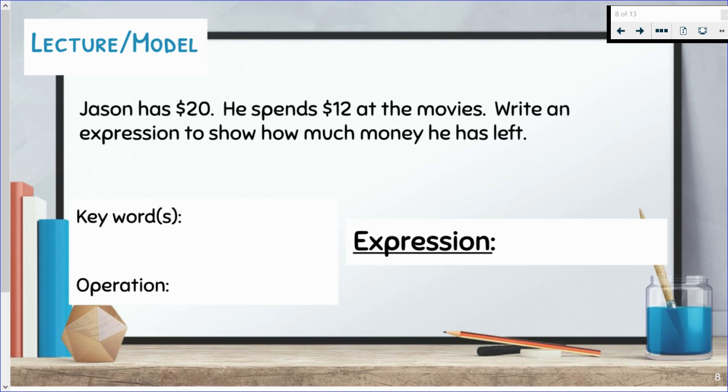Jason has $20. He spends $12 at the movie. Write an expression to show how much money he has left. Again, we're not being asked to find an answer, just how would you get the answer? So first thing we need to do is pick out some keywords here. And I see the words spend, and I see the words how much left. Both of those are going to mean something.